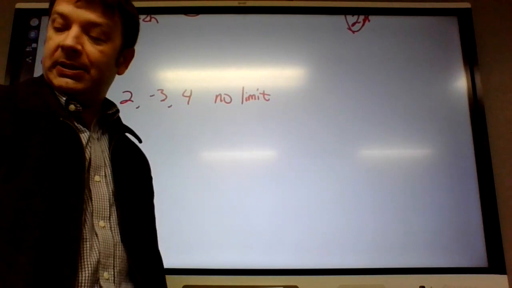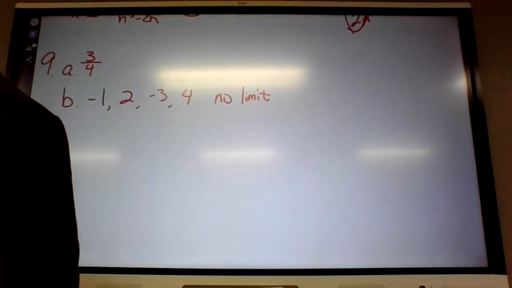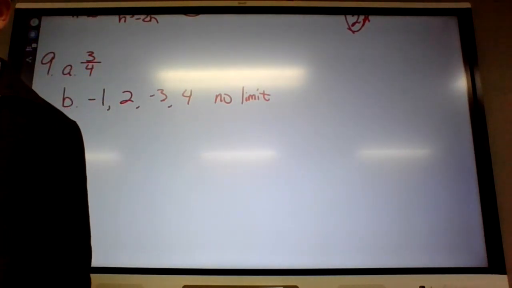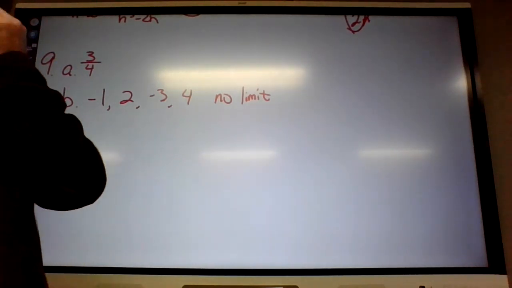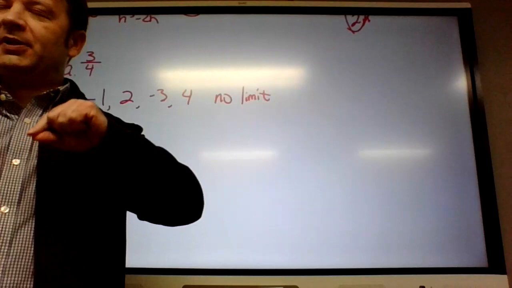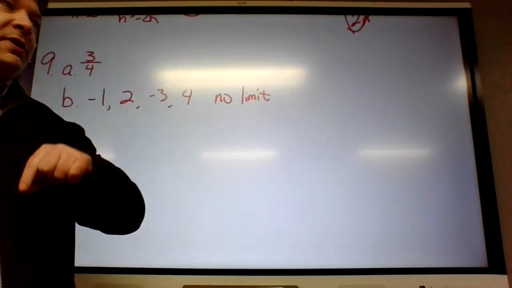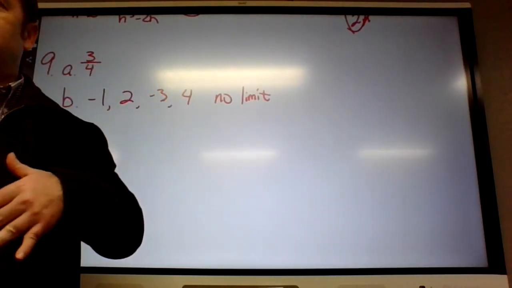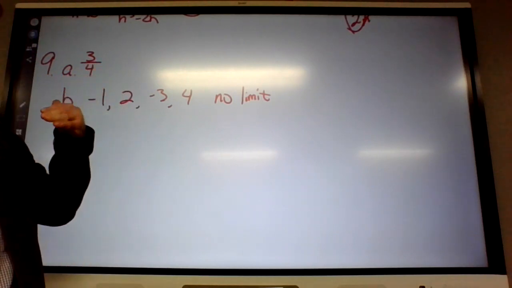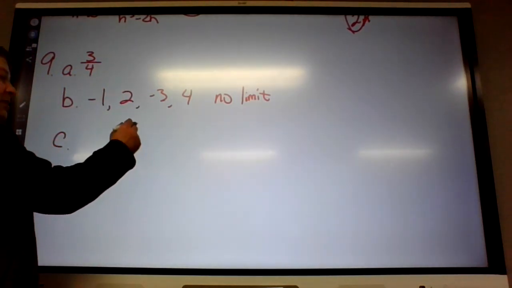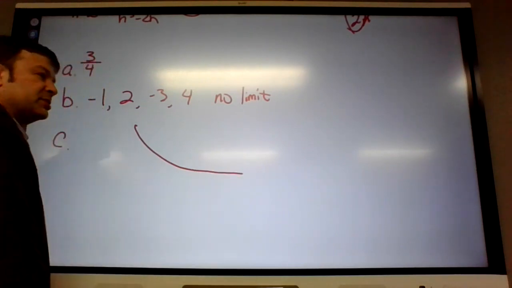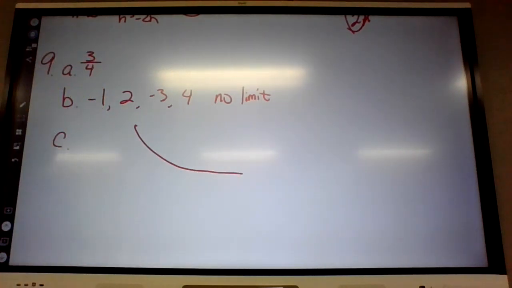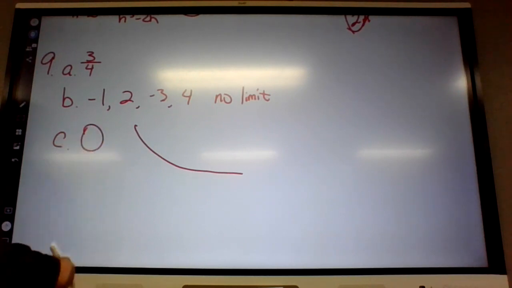C, okay, you could plug stuff in. You might just be able to think about it without plugging stuff in. If you start multiplying 0.59 times 0.59 times 0.59, what's going to happen to your values? Right. When you multiply by anything less than 1, the values get smaller and smaller and smaller. What are they going to approach? Zero. So, yeah, this is zero.